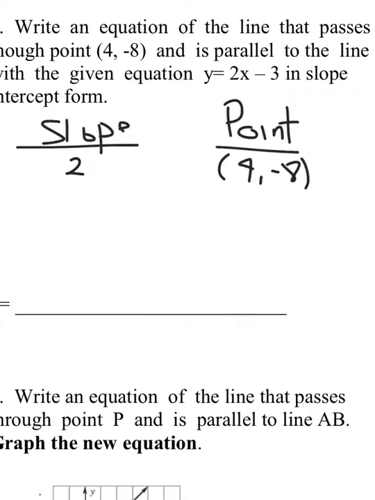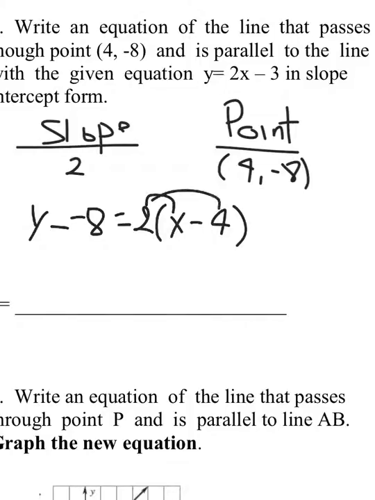And hopefully by now this process is getting easy for you. y minus y1 equals slope times x minus x1. That's a plus plus, and that distributes. y plus 8 equals 2x minus 8. Now be careful here. The 8 became positive.